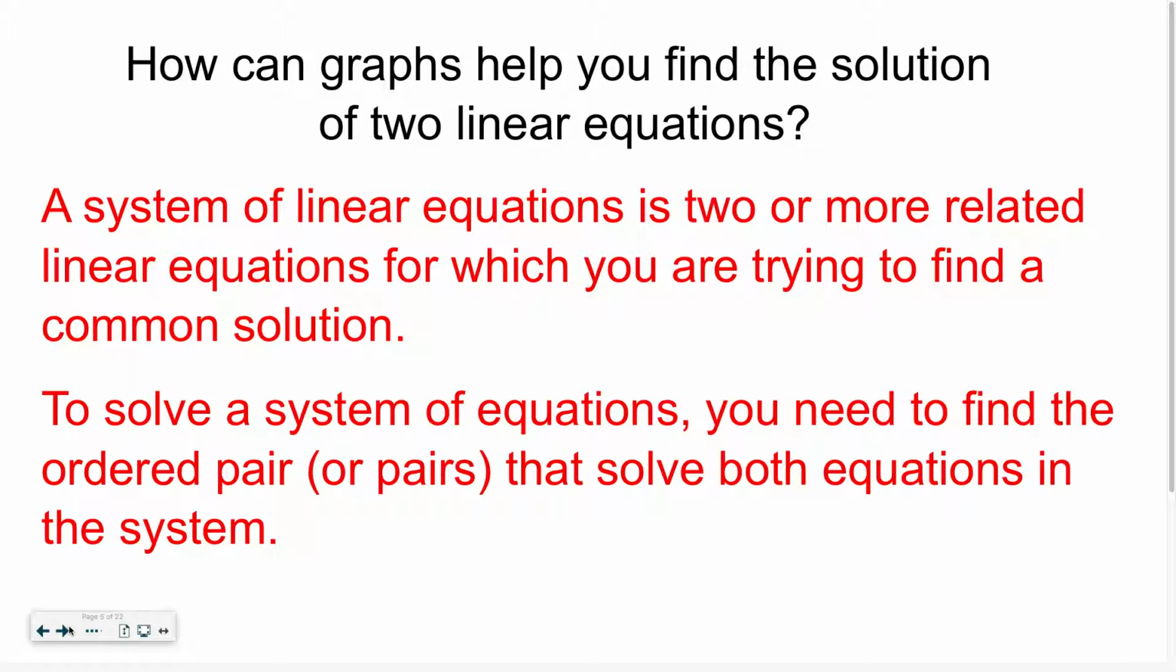So in order to solve a system of equations, what do we need to find? What did we find on that graph, the one on the previous slide? Yeah, the point where they both intersect. So the ordered pair or coordinate where the lines intersect. So the value of X and the value of Y that satisfies both equations.